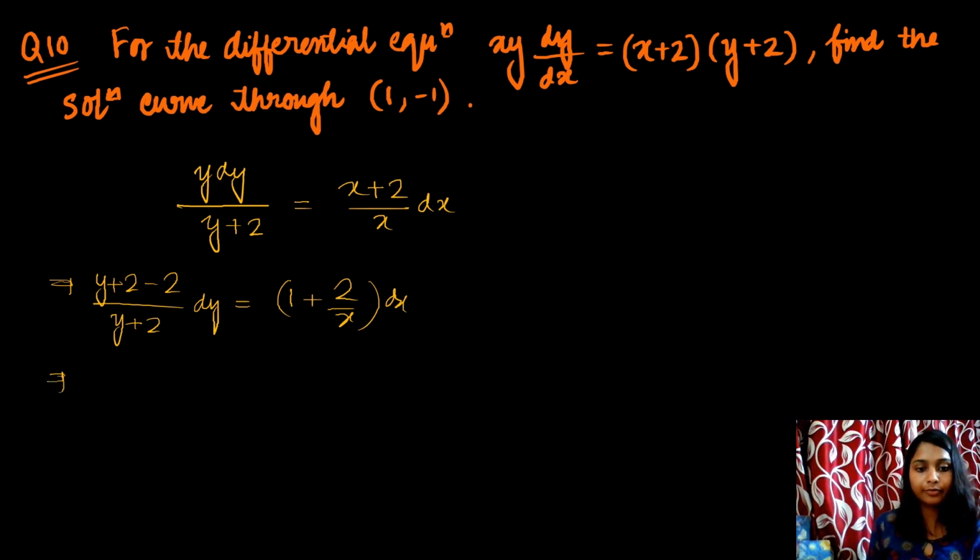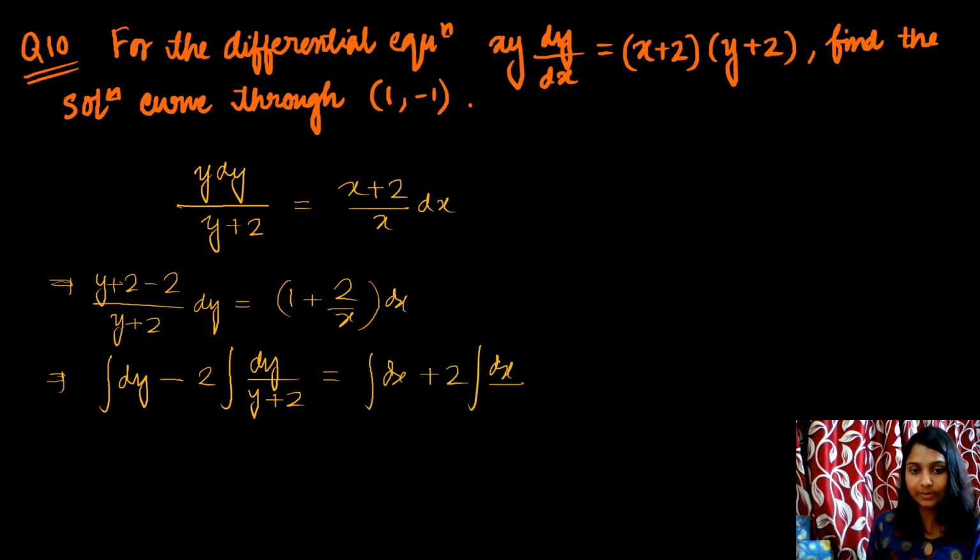Now if we separate this term from y plus 2, we take one term as y plus 2, it will get cancelled out with y plus 2, and another term will become 2 by y plus 2. So we are going to do that. It gives integration dy minus 2 dy by y plus 2, equals integration dx plus 2 integration dx by x. So it can be integrated easily.